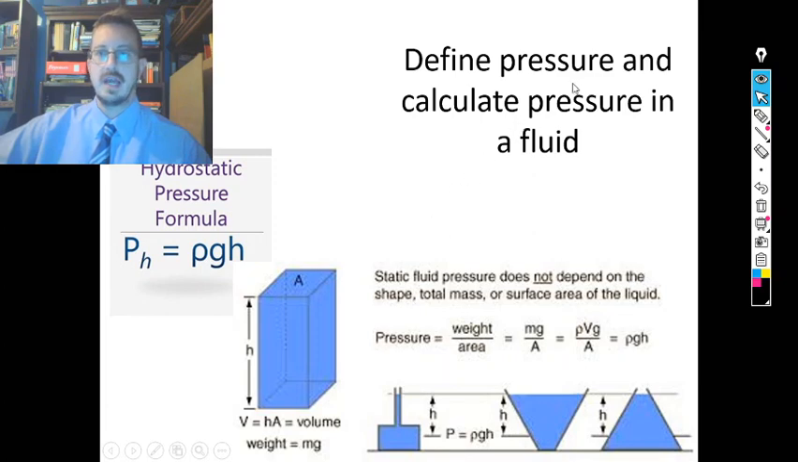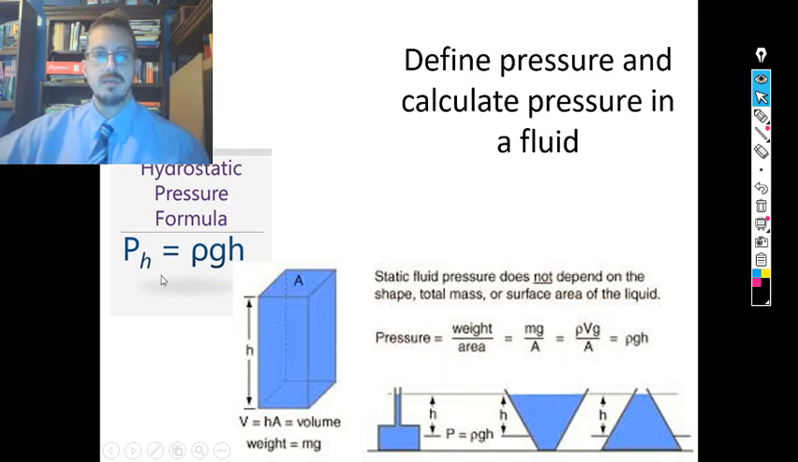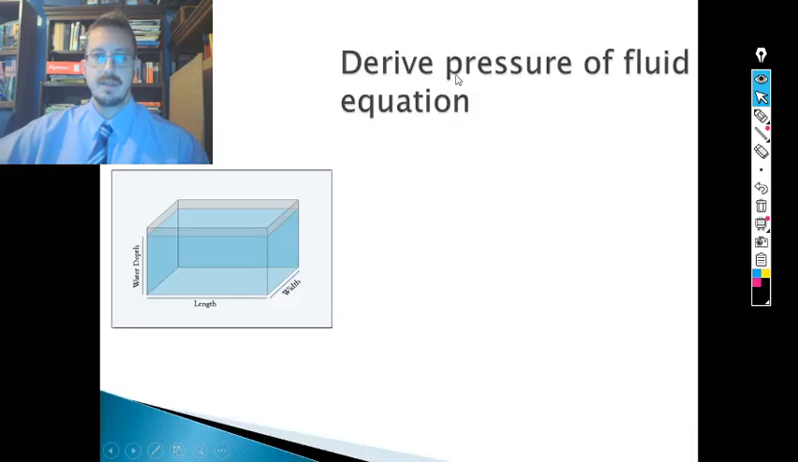Pressure is defined as force per area, and we can calculate pressure in a fluid by deriving an equation that you see here, the hydrostatic pressure formula. So pressure is equal to density times the acceleration due to gravity times height. It says static fluid pressure does not depend on the shape, total mass, or surface area of the liquid, right? It just really depends on the density, the gravity field, and the height of how much fluid is above the point that you're measuring it. We'll see where this equation comes from on this slide here, where we will derive the pressure of a fluid.